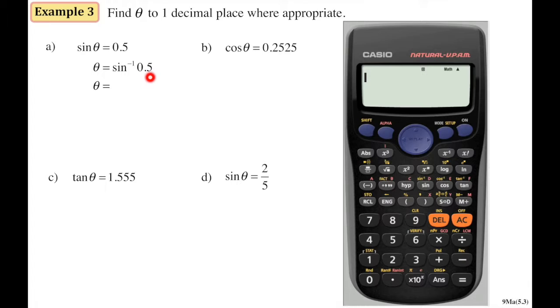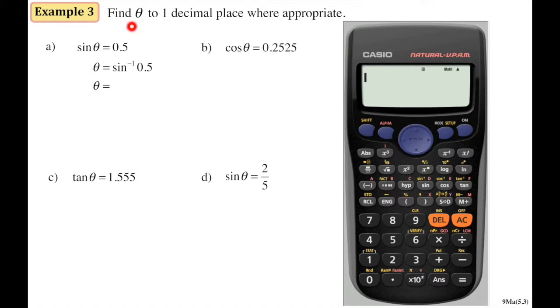Now when you look at your calculator, have a look above the sine, the cos and the tan keys for the gold writing. Above the sine key, you'll find a sine with a little -1 above it. Above the cos key, you'll find cos with a little -1 above it. And above the tan key, you'll find tan with a little -1 above it. Those little gold buttons with sine to the power of -1, cos to the power of -1, tan to the power of -1 are the find the angle buttons.